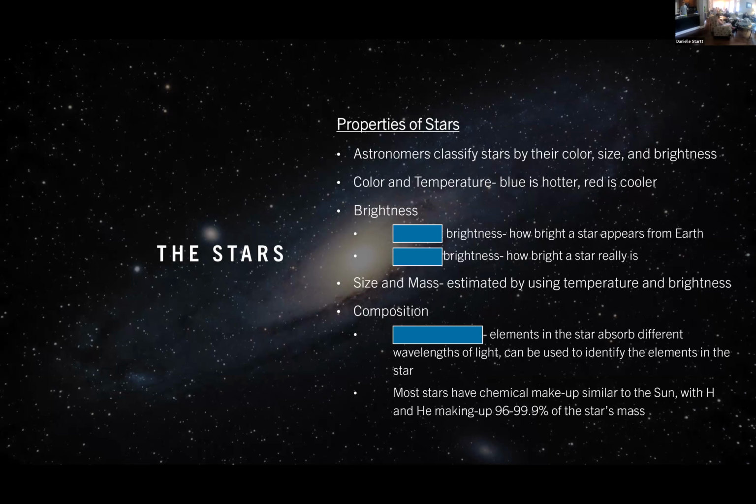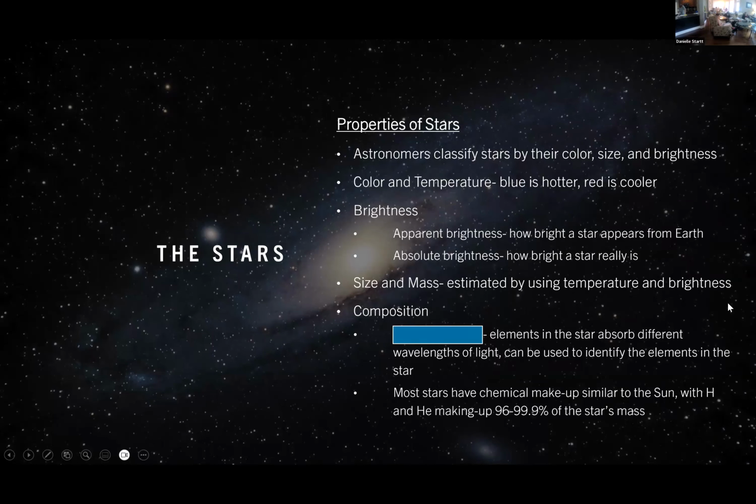Do you know? Apparent and absolute. There you go, apparent and absolute. So apparent is how bright it appears, and absolute is how bright it really is. So this one's going to involve some of your astrophysics. How bright is it really versus how bright does it look?